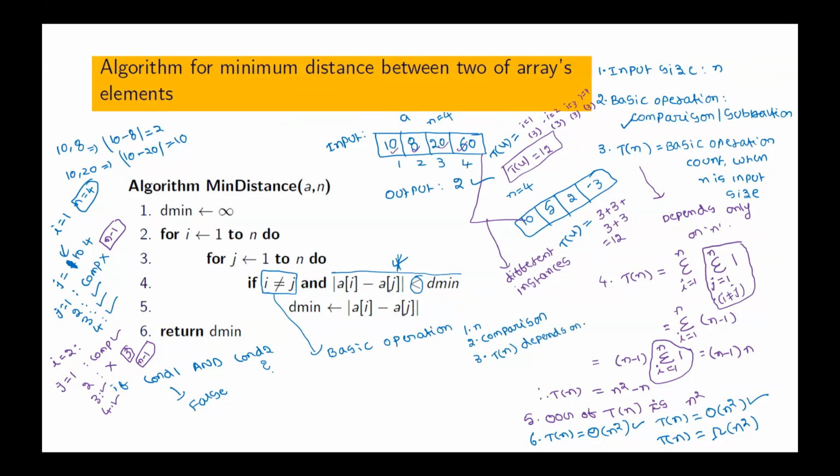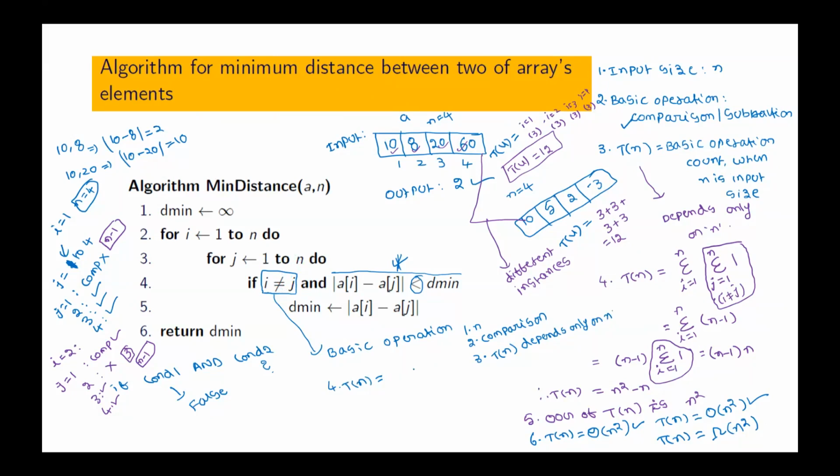It depends only on n. Now what is T of n in this case? N square. The I not equal j condition is checked when j equal to 1, when j equal to 2, j equal 3, j equal 4, and j equal to n also. For each value of j, how many times is this condition checked? N times. For each value of j, it is checked n times.